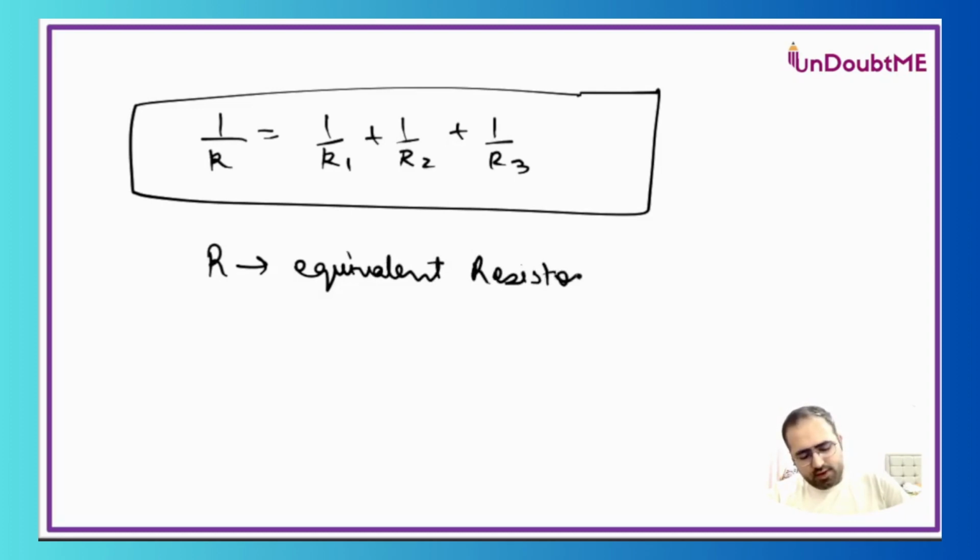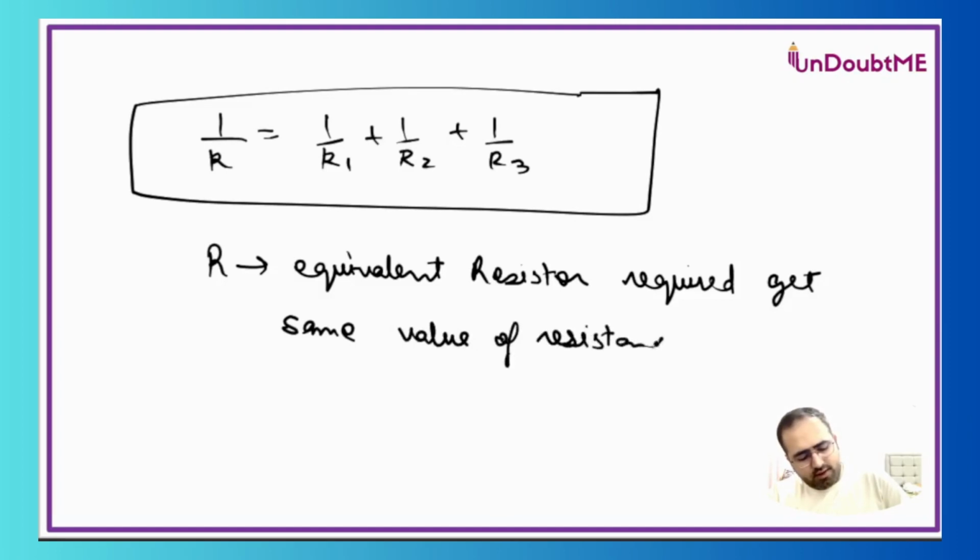resistor required to get the same value of resistance for the circuit.